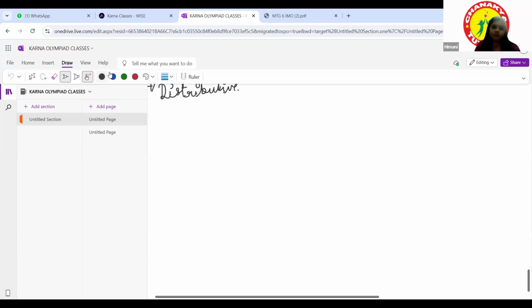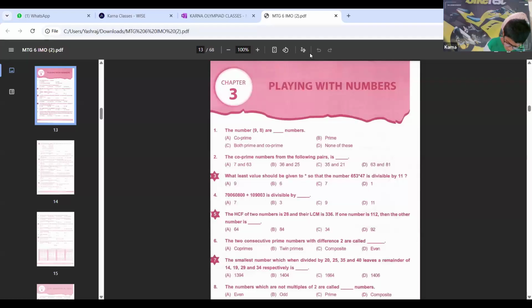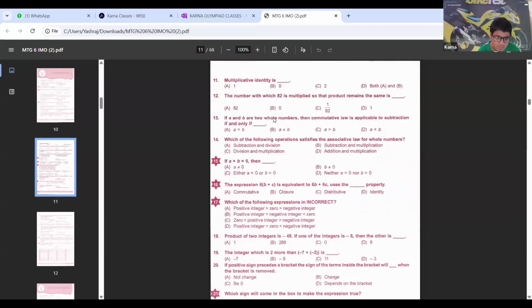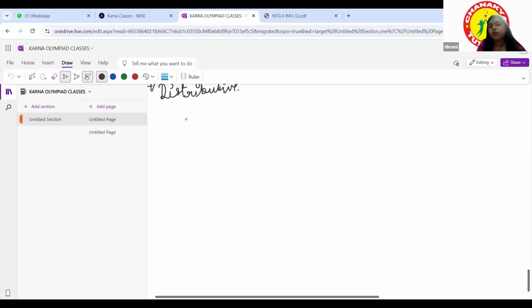Tell me. Yes, ma'am, I have a doubt in the 14th question. Which of the following operations satisfies the associative law of whole numbers? Now tell me, what is associative law? Ma'am, A plus B plus C is equal to A plus B plus C. No, you can't say it like that. You have to say that if you take three numbers, you can make pairs of any two.